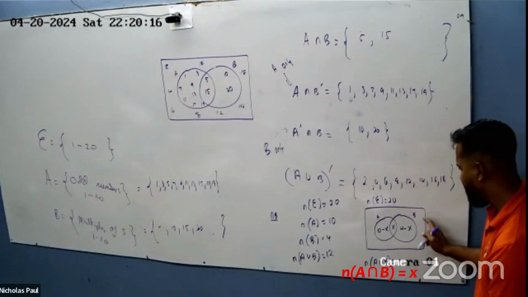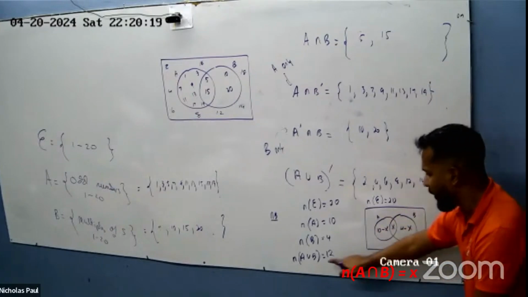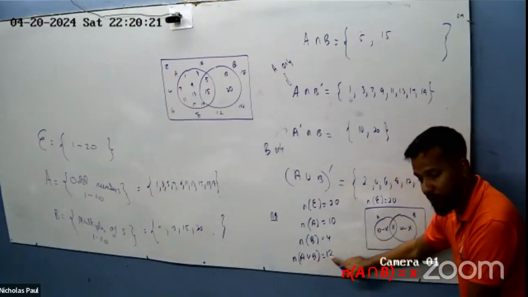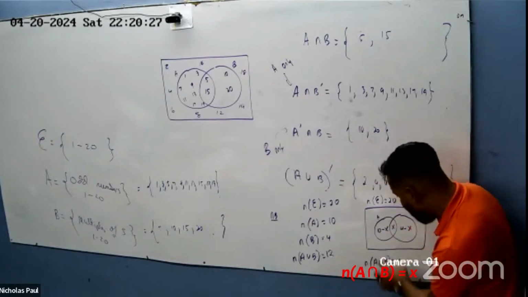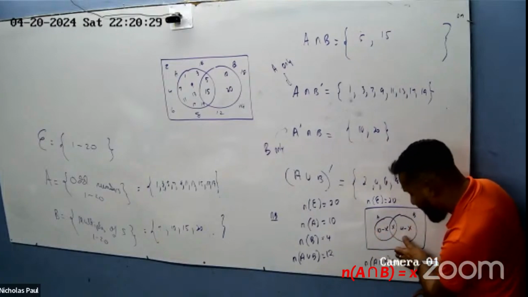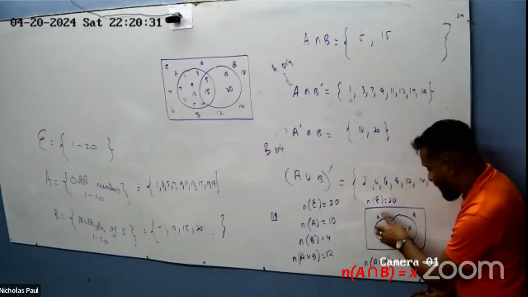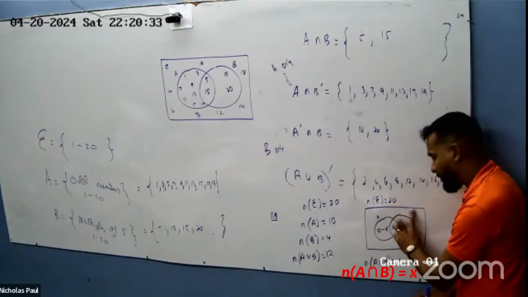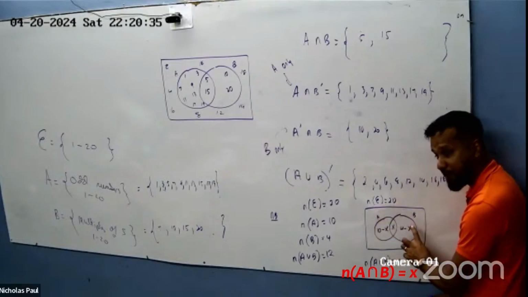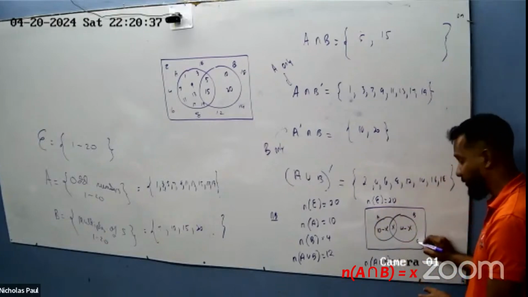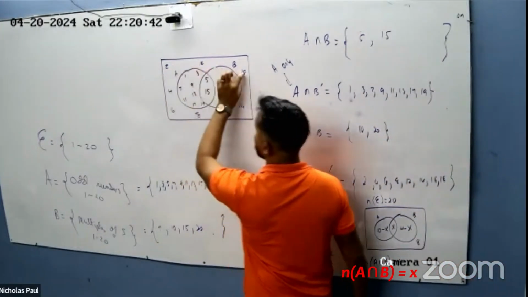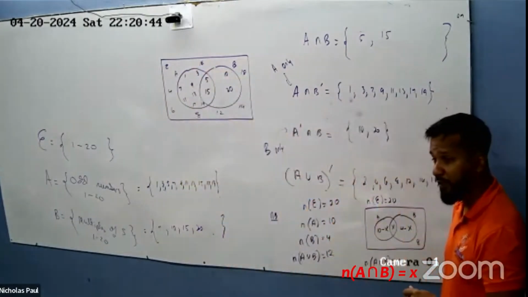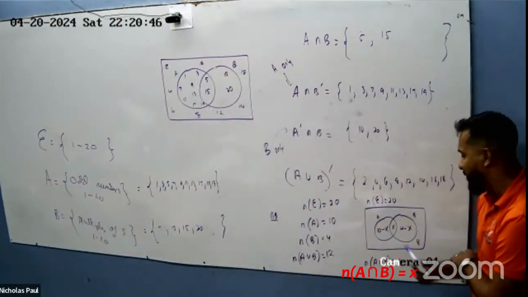By the way, how much is outside here? A union B is 12. So how much is outside here? If everything inside here is 12, and the total is 20, then 8 elements are outside. So let's see, 1, 2, 3, 4, 5, 6, 7, 8. That's okay? But I need to figure out X.